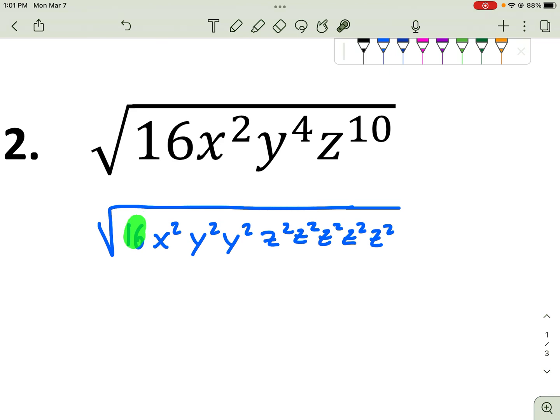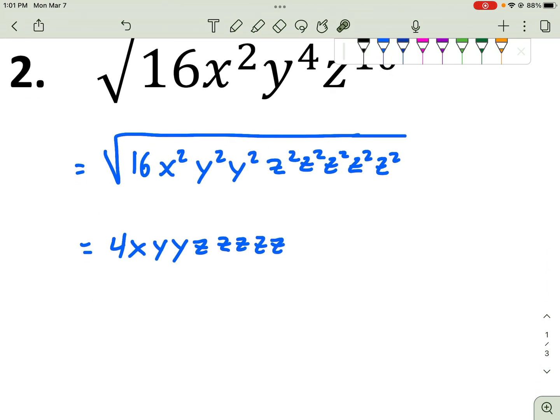So now I just do the square root of this, square root of this, square root of this, and they all come outside of the radical and are multiplied together. So it's 4 from the 16, x from the x squared, a y from the y squared, another y from the other y squared, and then we have z squared 5 times, so we end up with 5 z's out here. This is not work that you need to show me. If you can do this in your head, I think that's fine.